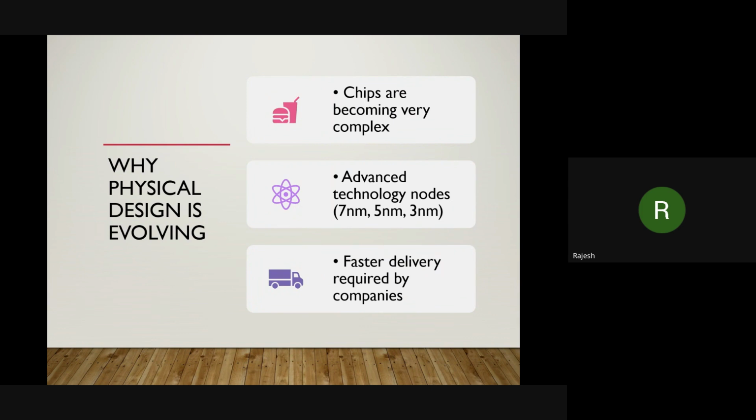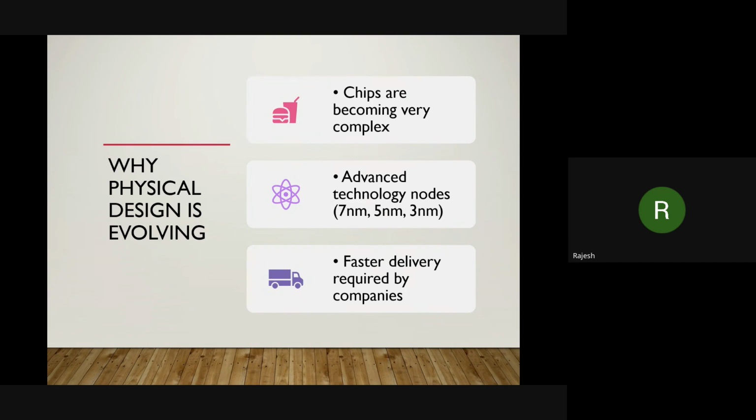So the next one is how physical design is evolving. Nowadays chips are becoming very complex. I mentioned here advanced technology nodes: 7 nanometer, 5 nanometer, 3 nanometer. That is the size of a transistor gate. Every transistor has one gate terminal, right? That gate terminal length is most probably the MOSFET or whichever FET transistor size this is.